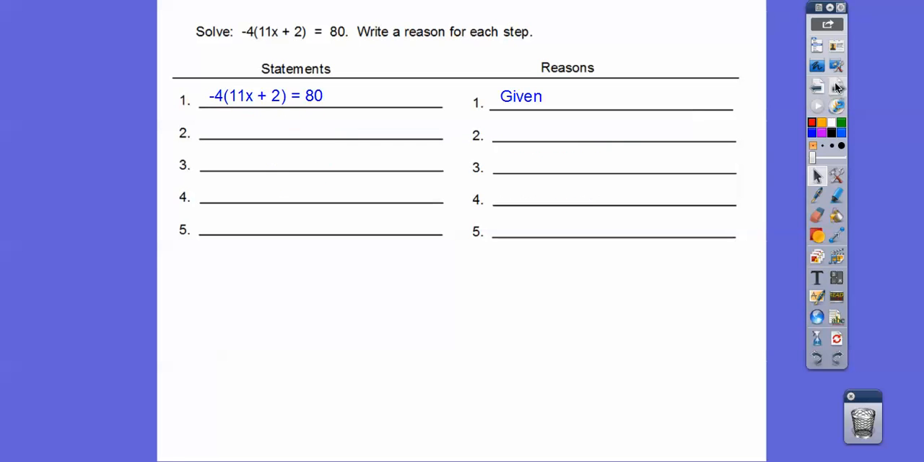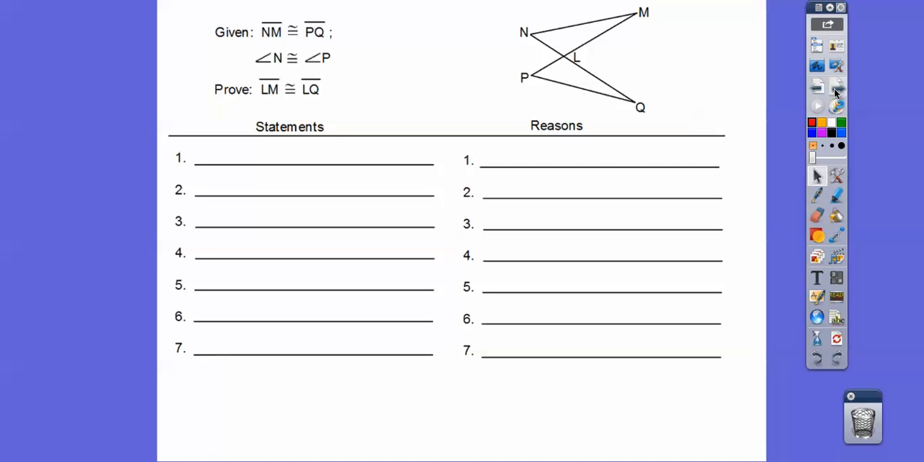Here's another way if you want to do it this way. There's your given. Instead of distributing the -4 through, we can divide both sides by -4 right off the bat. When we divide this by -4, that goes away. We're left with 11x plus 2. When we divide this by -4, we get -20. Then we go -2 minus 2, and -20 minus 2 is -22, and then divide. You get the same answer. So that's the division property right there. Just make sure you're writing these reasons right here. You're going to have at least one of those on your upcoming test.